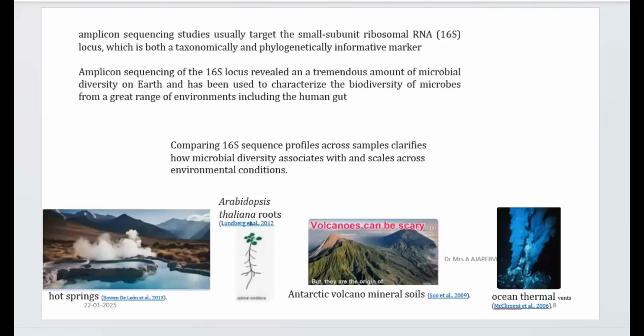Now this slide shows you the amplicon sequence studies, which are based on the 16S rRNA locus. Of course, they are informative markers, and a tremendous amount of microbial diversity on the earth has been discovered using these methods. So you can see in the picture, hot springs are there, Arabidopsis thaliana roots are there, volcano eruption sites are there, or ocean thermal vents. That is what we call them.